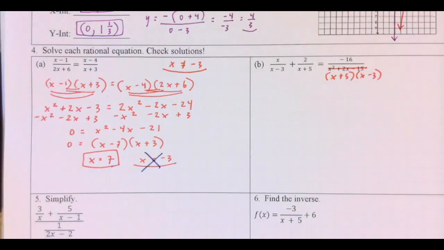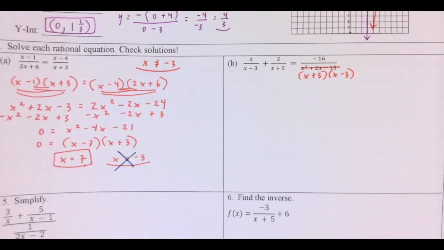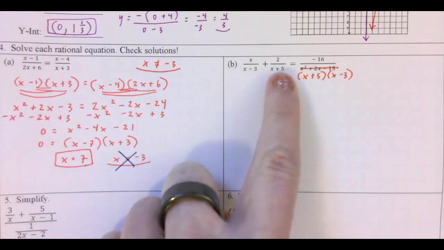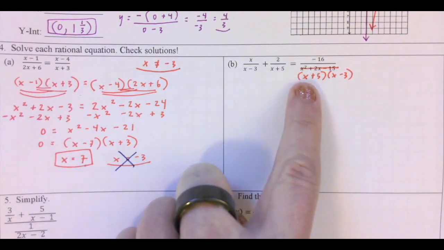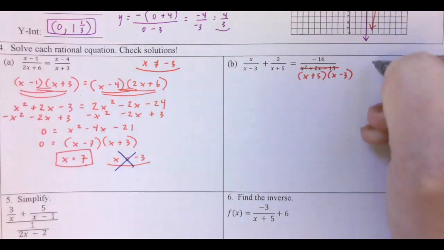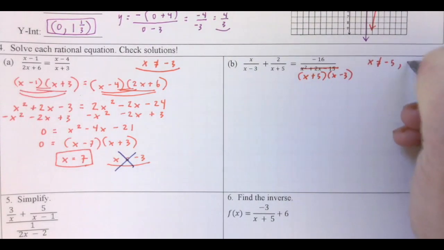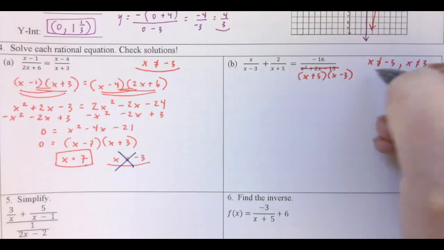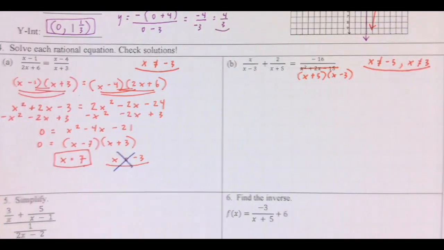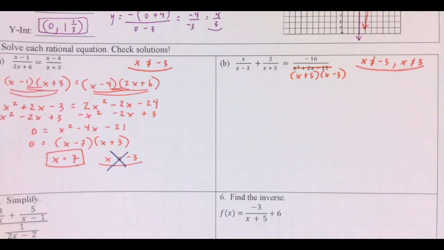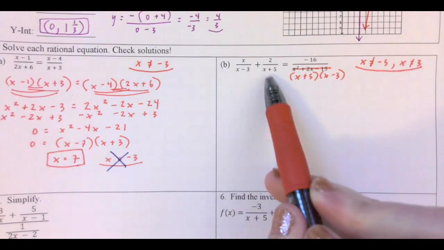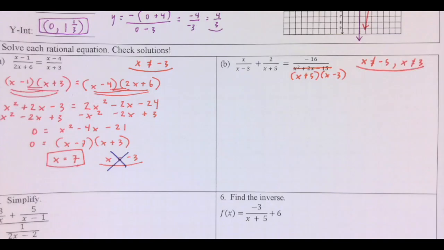So now I know that my domain restriction is that x can't be 3 and x can't be -5, and it's the same thing I'm seeing here. So whatever I solve for, I can't have -5 or 3 as solutions. Now I want to clear my fractions by multiplying each term by that common denominator, which has to be x plus 5 times x minus 3.